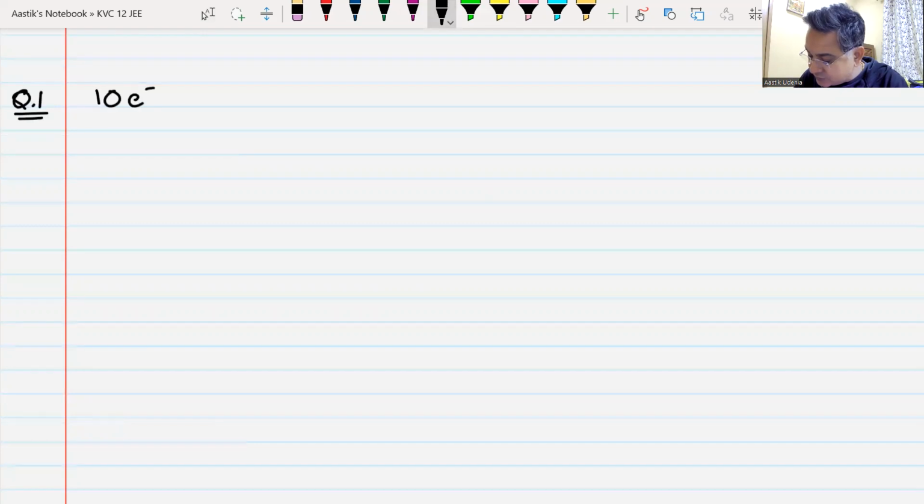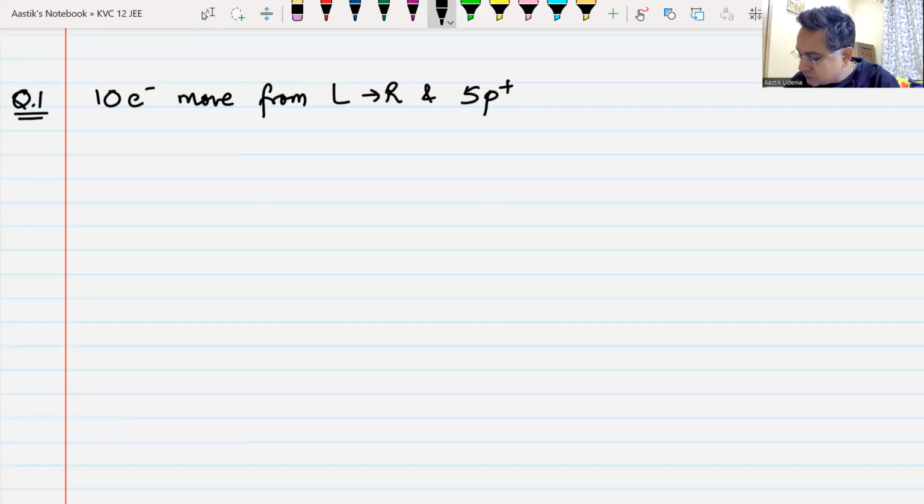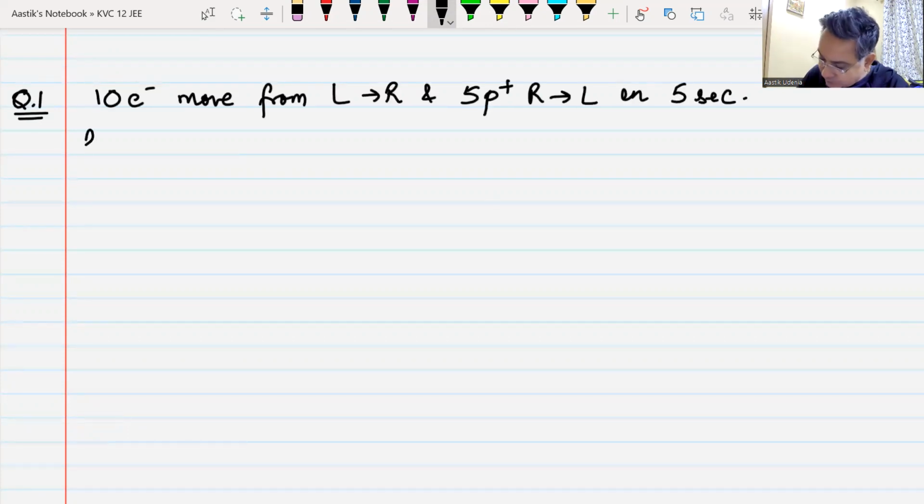10 electrons move from left to right, and 5 protons move from right to left in 5 seconds. Find the average current in the wire.